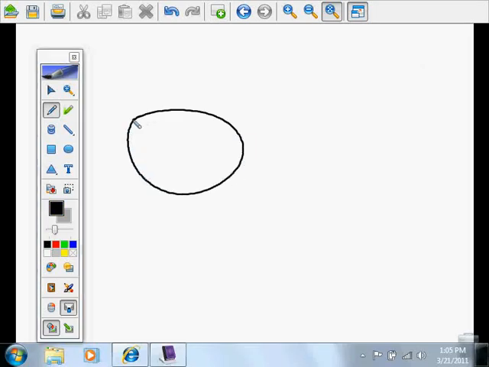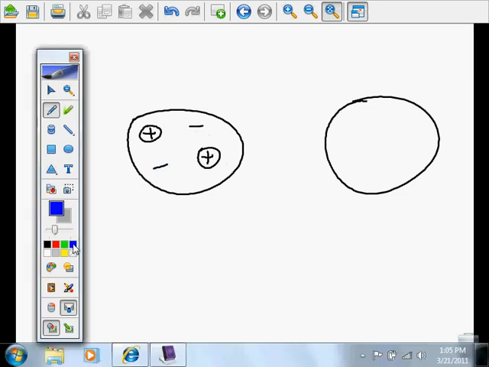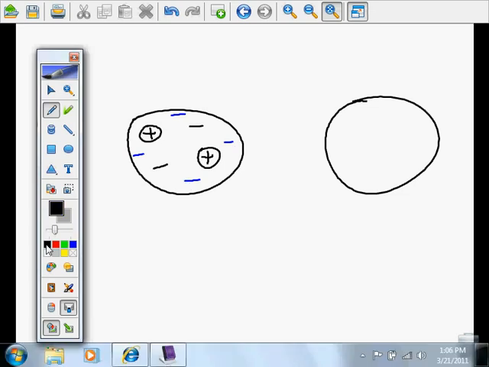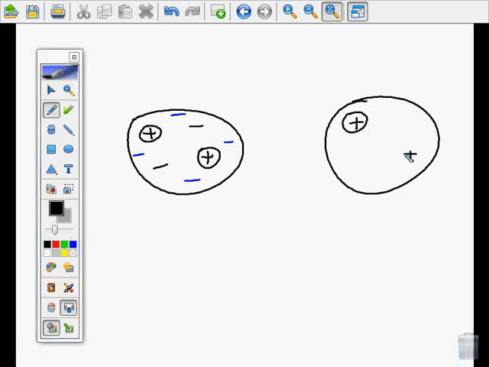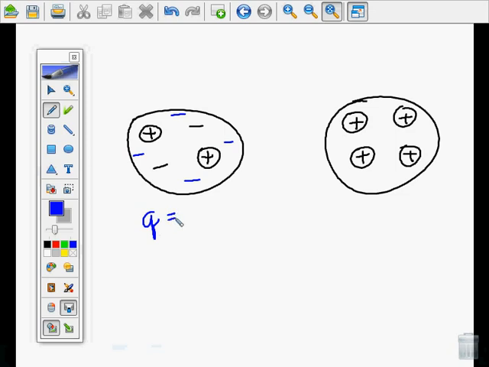Let's say we start off with two objects, and let's say this object over here has 4 extra electrons on it, and let's say this object over here is missing 4 electrons. So the charge of this object over here is -4 elementary units, and the charge of this object over here, +4 elementary units.